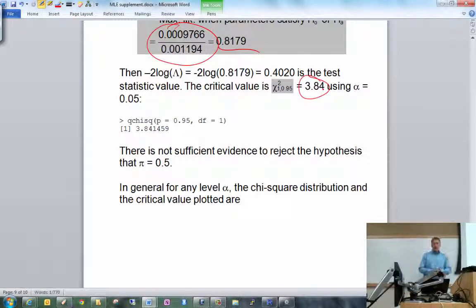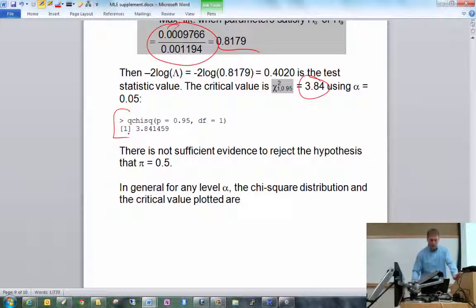So the corresponding critical value is 3.84. Easily find that in R. Hopefully you wouldn't want to go to a statistical table. That was something we did in the 1990s. Hopefully you didn't learn to do that. In R, we can use the qchisq function, quantile, chi-square. Put in 0.95 as a quantile, 1 as the degrees of freedom, you get 3.84.